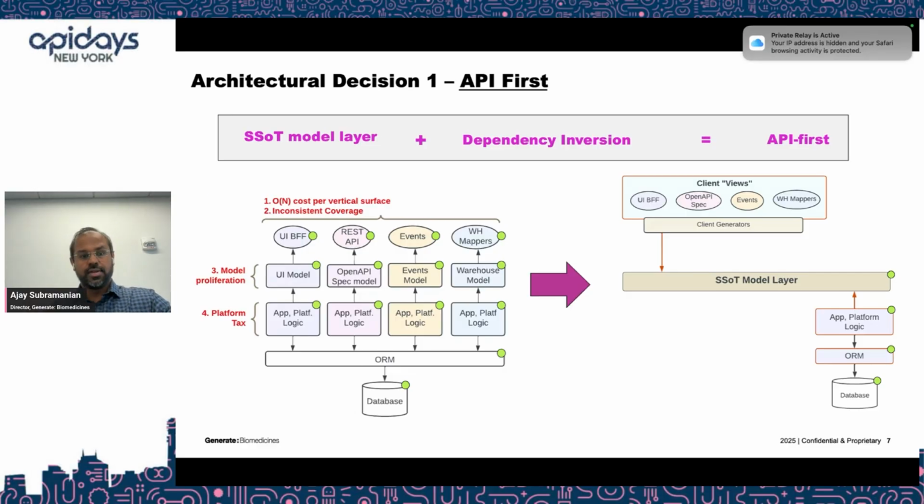This was huge. With this step, we had solved the first three problems of O(n) vertical cost per entity, inconsistent coverage, and model proliferation. However, we had not solved the platform tax problem at this stage yet. So we'll discuss that in the third step. But first, it's helpful and important to talk about key decisions we made at the model layer itself. So what went in there is what we'll talk about next.